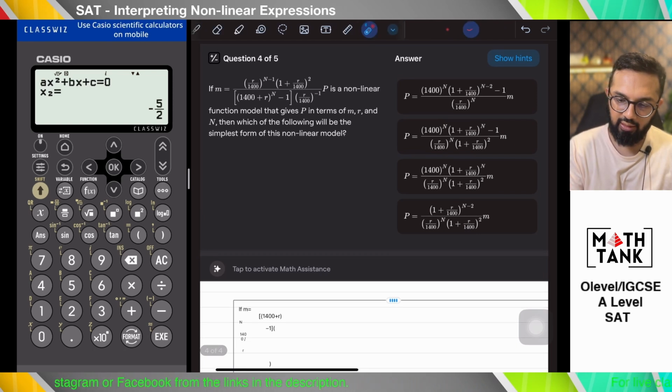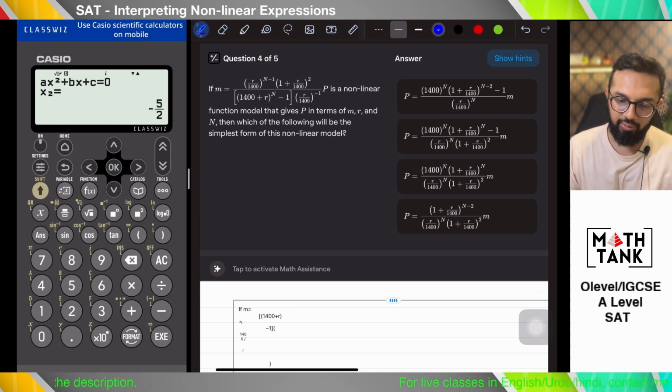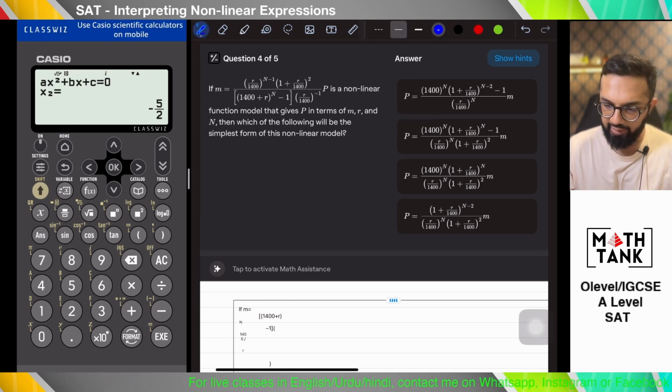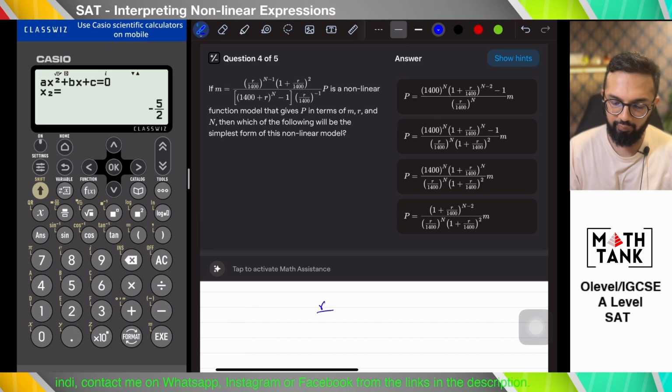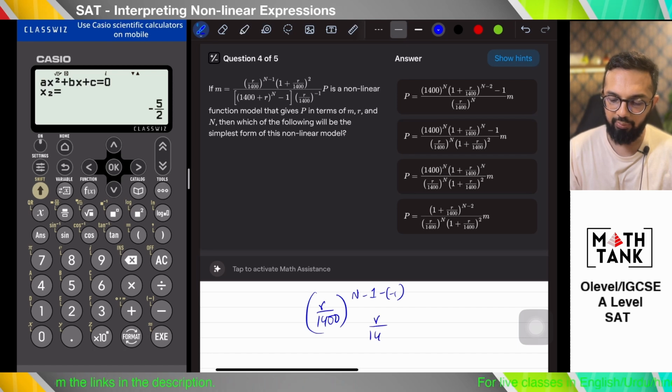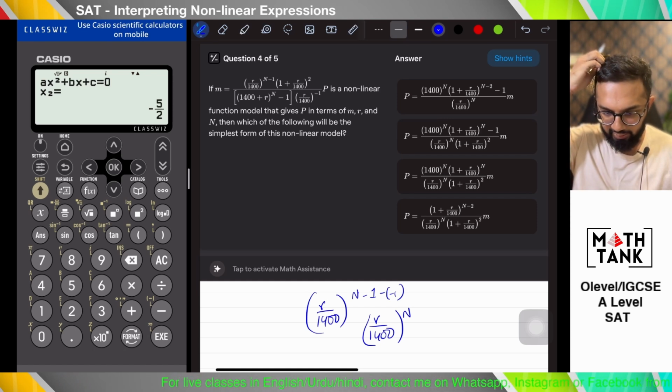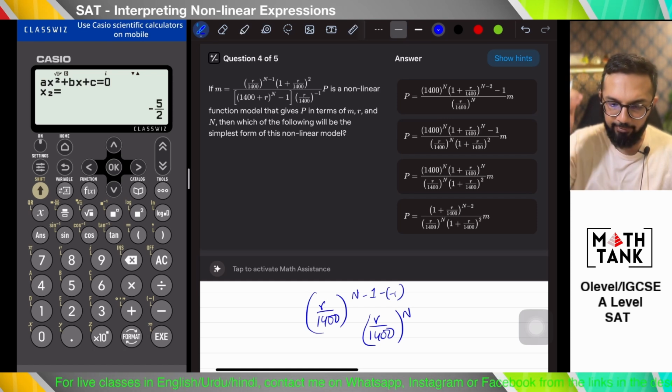So what I see here is that I also can't point this out to you, but I see r over 1400 in the numerator and r over 1400 in the denominator. So that gives me a net of r over 1400 to the n minus 1 minus minus 1. So r over 1400, that vanished itself. So r over 1400 power n, that's the net power. And do I see any other things that can go together? No, I don't really see anything else that can go together.